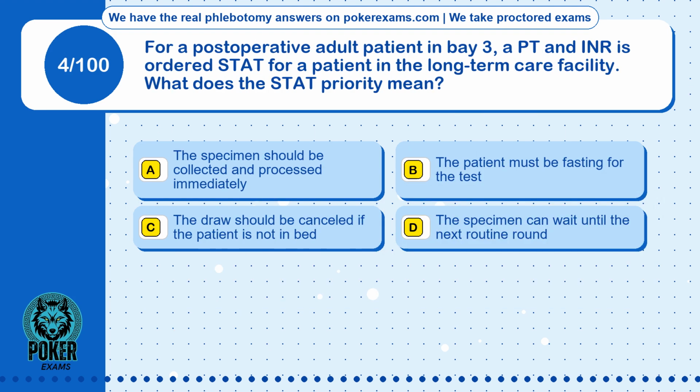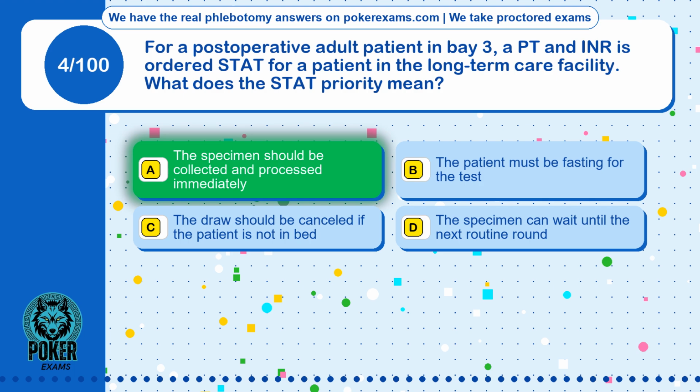Question 4. For a postoperative adult patient in Bay 3, a PT and INR is ordered stat for a patient in the long-term care facility. What does the stat priority mean? Option A. The specimen should be collected and processed immediately. Option B. The patient must be fasting for the test. Option C. The draw should be cancelled if the patient is not in bed. Option D. The specimen can wait until the next routine round.